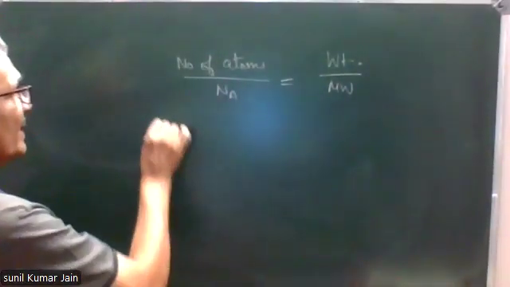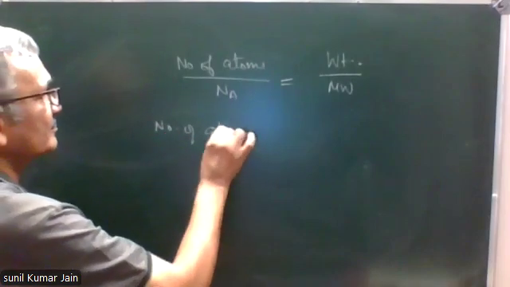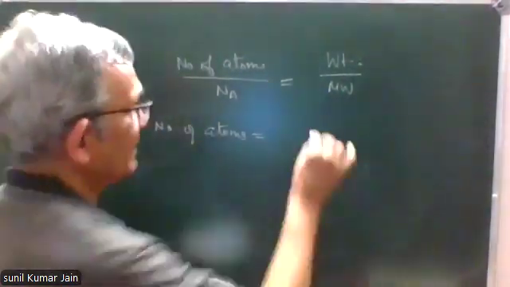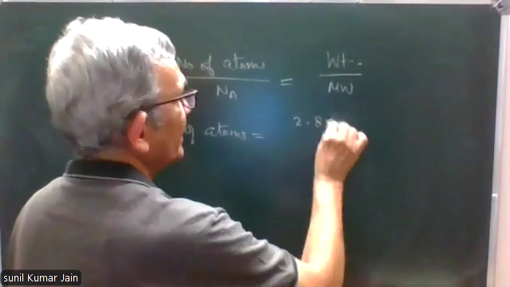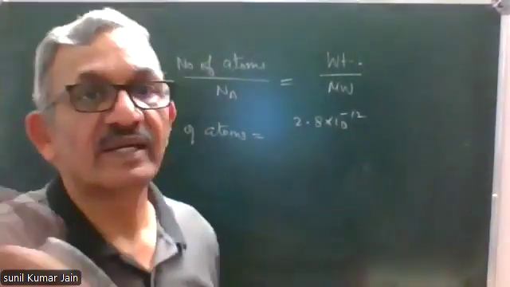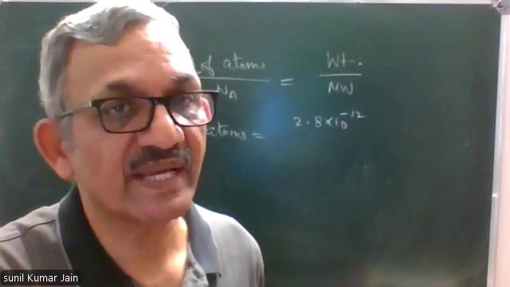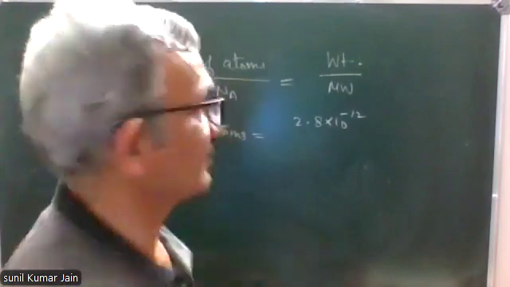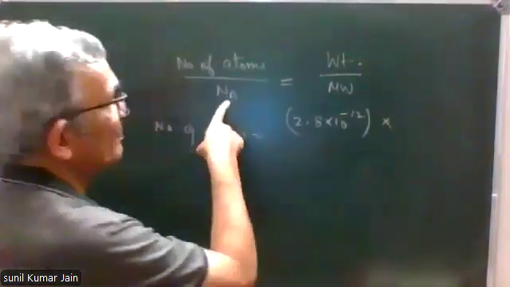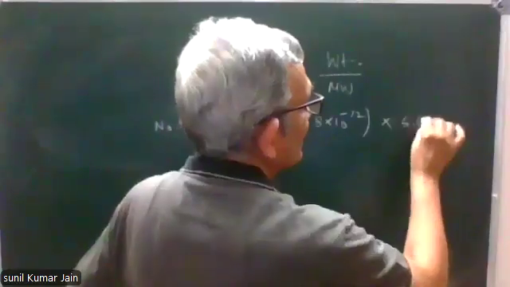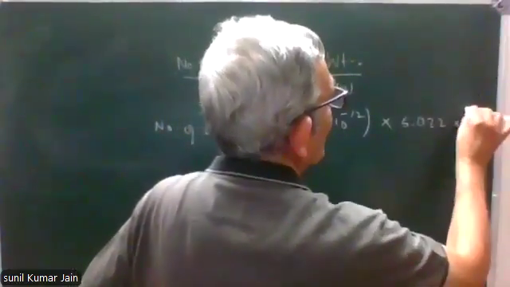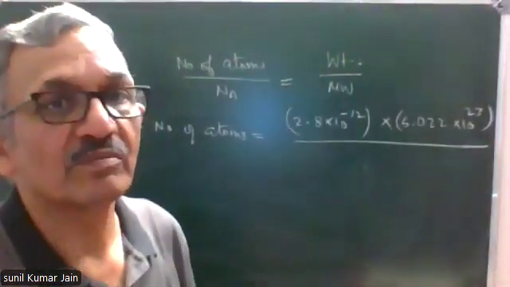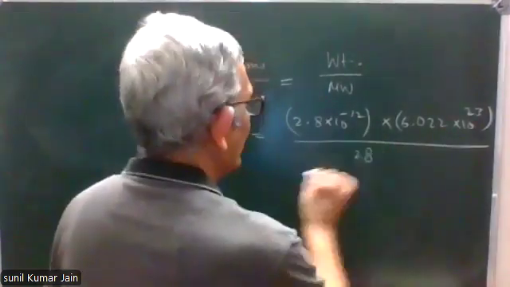Now, number of atoms we have to calculate will be equal to weight given, this is 2.8 into 10 to the power minus 9. That is milligram. I've converted into grams, it becomes 10 to the power minus 12. Multiplied by Avogadro's number, divided by molecular weight of nitrogen, that is 28.